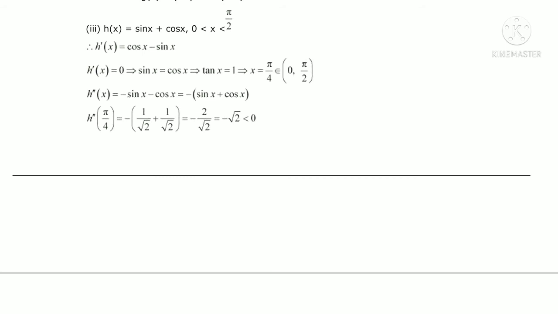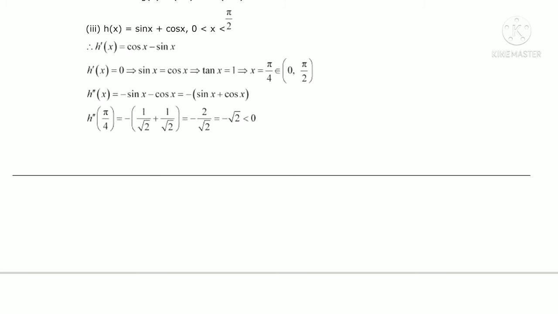After that, we have to find the critical point, so h dash of x equal to 0. When we write cos x minus sin x equal to 0, from here we get sin x equal to cos x, ultimately tan x equal to 1. When the value of tan is 1, the angle is pi by 4, so x equal to pi by 4. Pi by 4 lies between 0 and pi by 2; only for that reason the condition is given here. So the critical point we get is x equal to pi by 4.